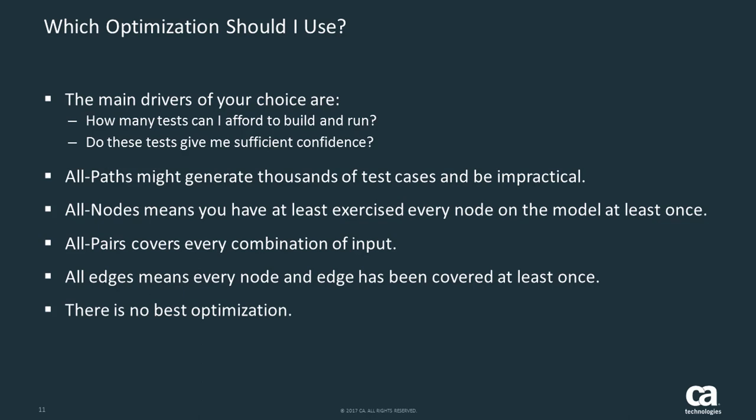And all edges means every node and edge has been covered at least once, so it gives us a more general confidence. There is no best optimization because every optimization has a different cost associated. And so the value for money you get out of your optimizations is for you to decide. There are no fixed rules.